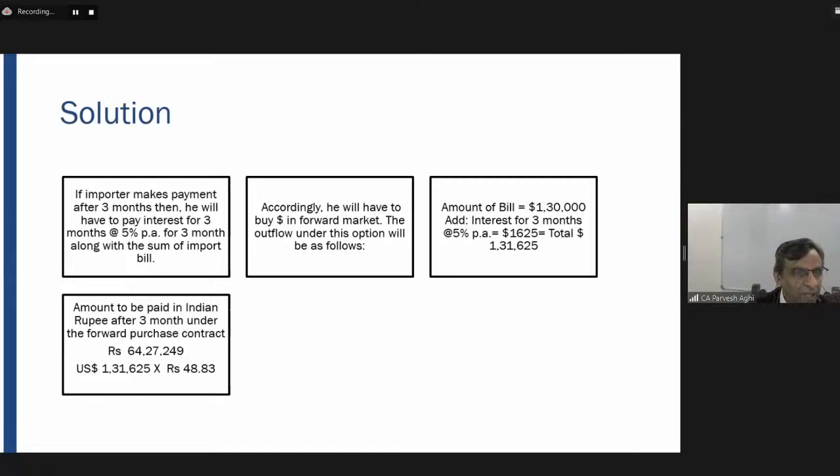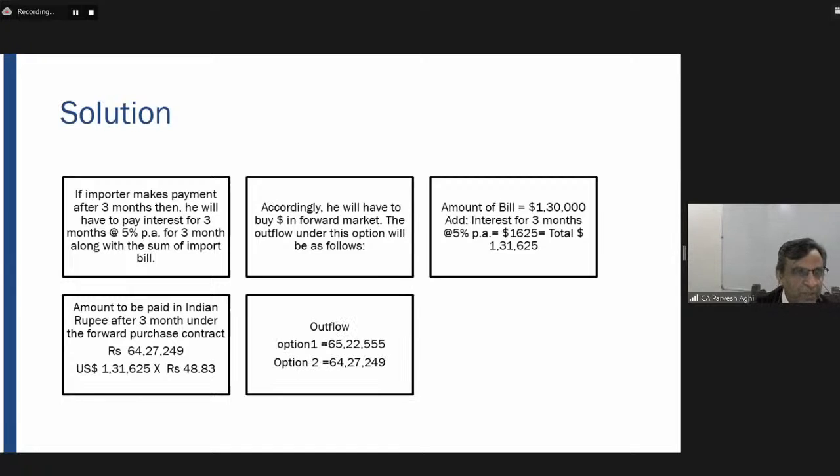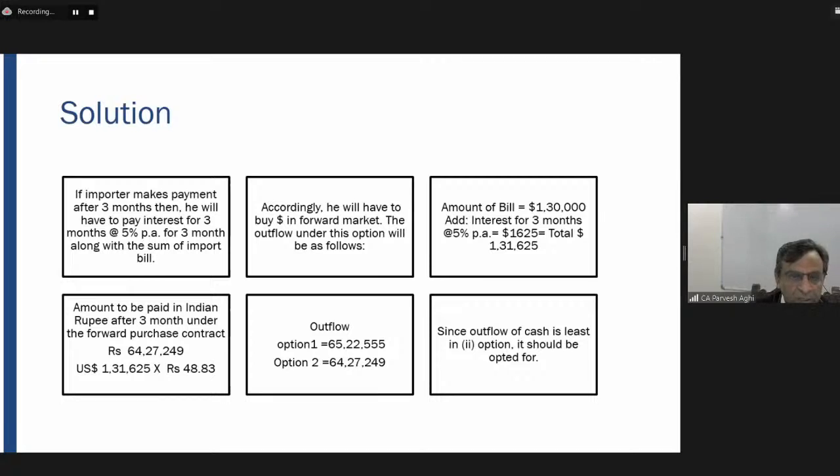64 lakhs 27,249. We worked out the total dollar payment, including interest, 1,31,625 multiplied by the forward ask rate. So here the outflow is 64 lakhs 27,249. When we worked out the first option, it came to 65 lakhs 22,000. So option number 2 is better. He should go for a forward cover and pay the interest. Since the outflow of cash is least in option number 2, it should be opted for.